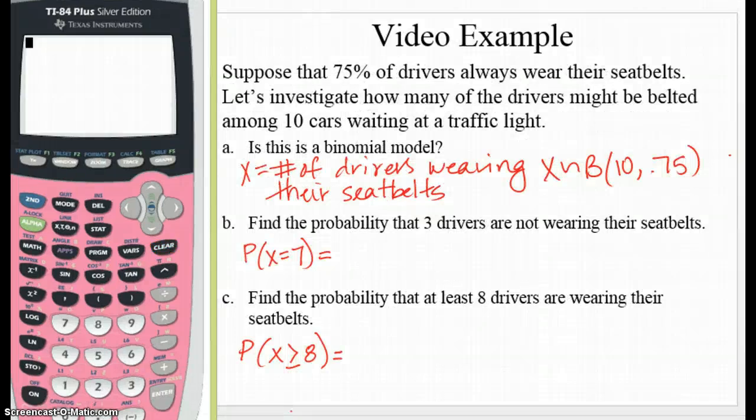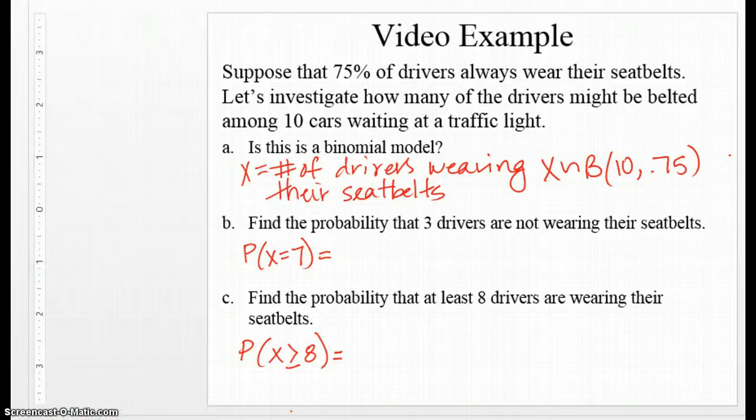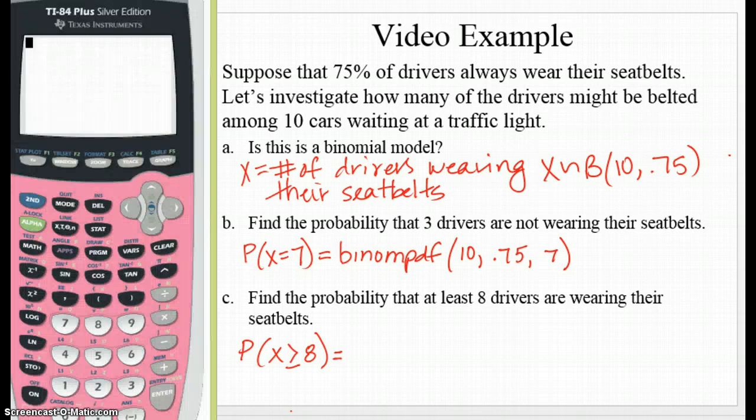So in the first one, we have the probability that 3 drivers are not wearing their seatbelts, which means out of 10, 7 drivers are, and we had let X represent the number of drivers wearing their seatbelts. So the probability that X equals 7, that's going to be a binomial PDF because that is a specific value. That is one value. So we are going to put in binomial PDF, n, p, x. So n is 10, 0.75 is your p, and x is 7. So type that in your calculator.